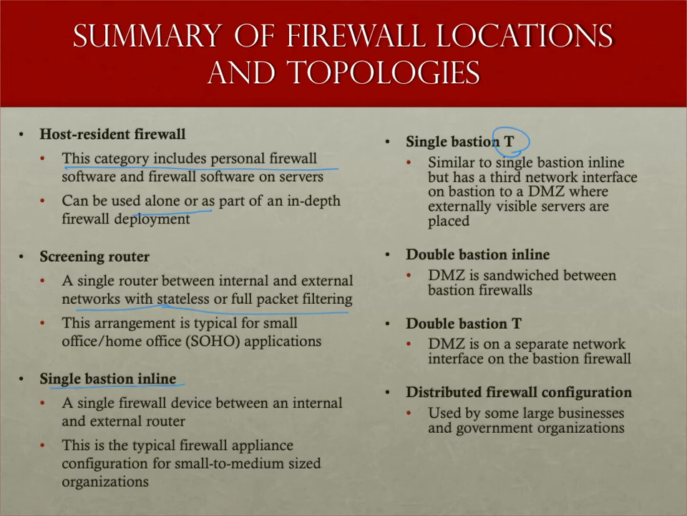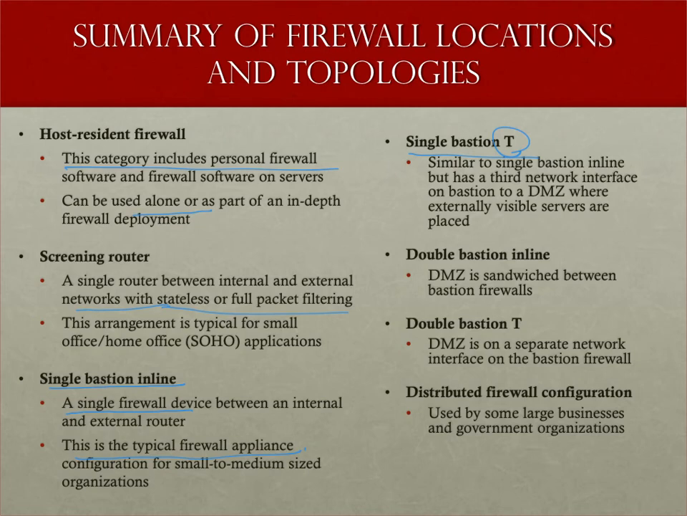Single bastion inline is a single firewall device between internal and external routers, which is what we showed here. This is the typical firewall appliance configuration for small to medium networks. So for small or medium enterprises, we usually use a configuration like what we have here. There is also the single bastion T, which is similar to a single bastion inline, but has a third network interface.